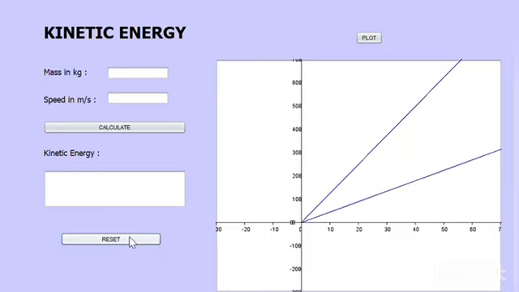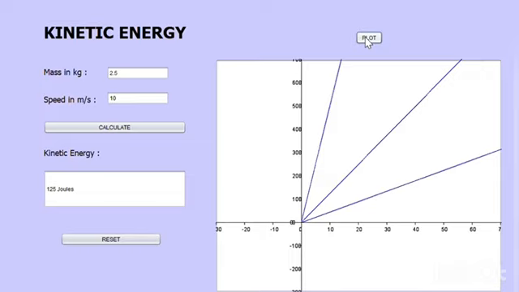Next is, you serve a volleyball with a mass of 2.5 kg. The ball leaves your hand with a speed of 10 meters per second. What is the kinetic energy of the ball? So we put in the mass, which is 2.5, and the speed, which is 10. And when we calculate it, we get 125 joules, and we plot it. Also, we get a linear graph.